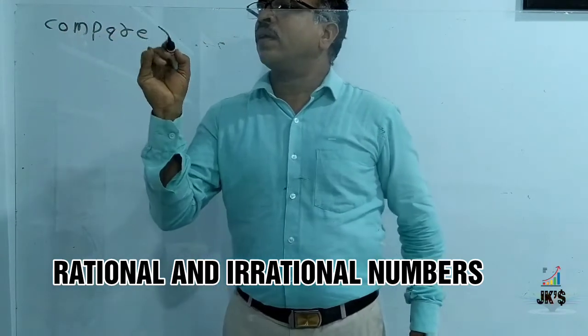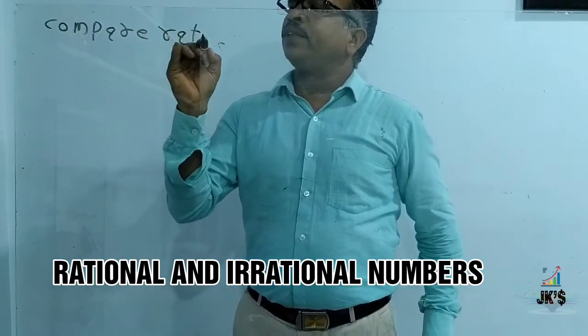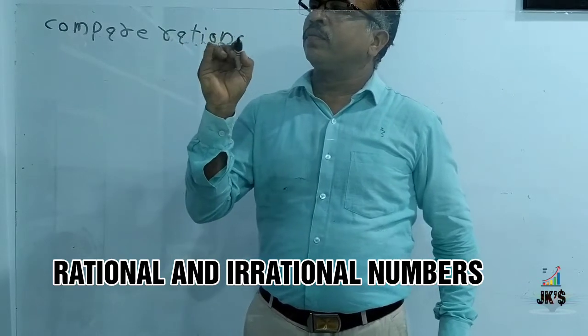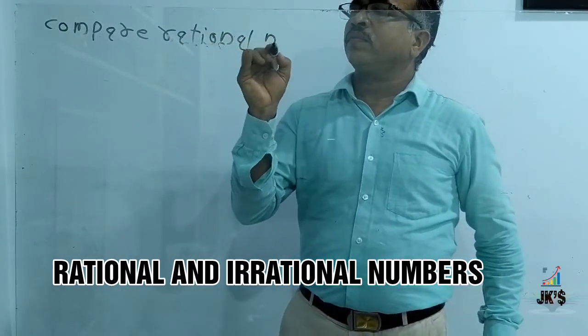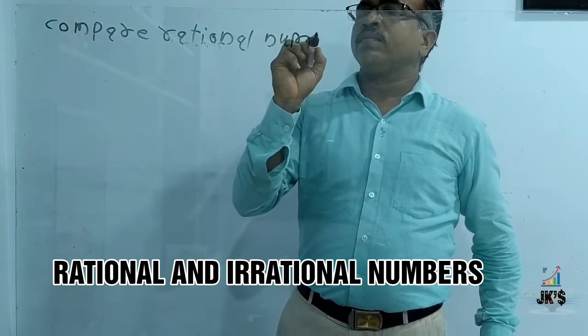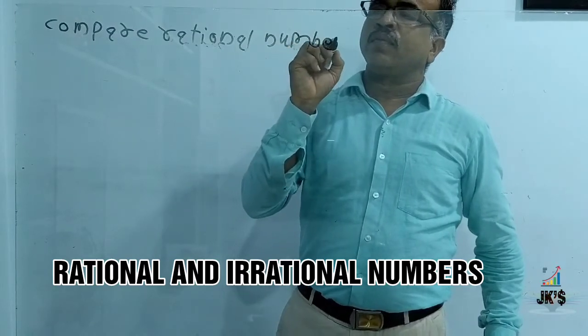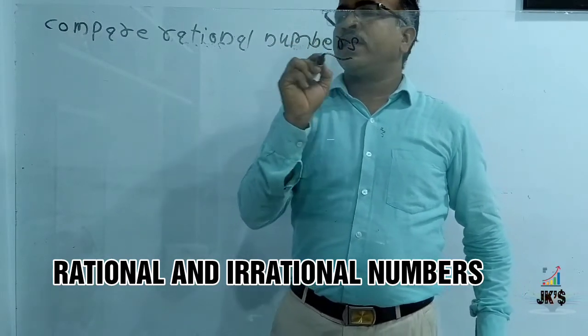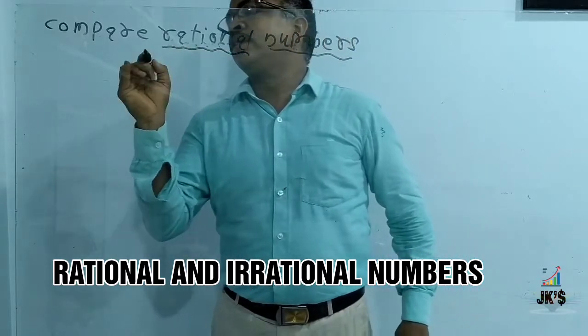Compare rational numbers. How can we compare the rational numbers?